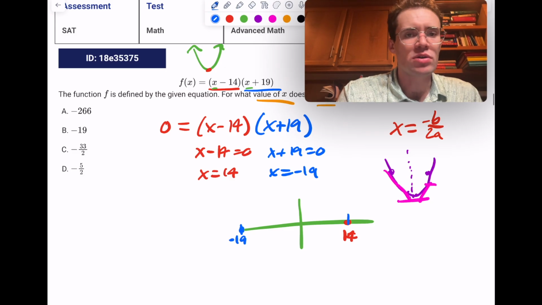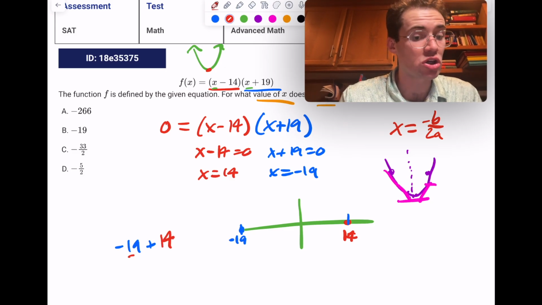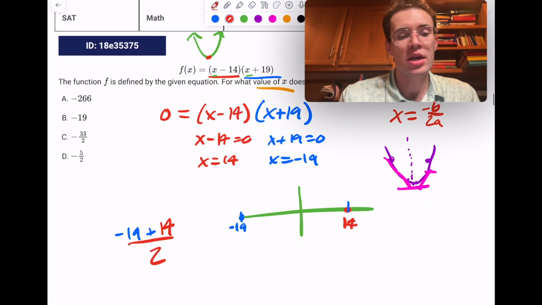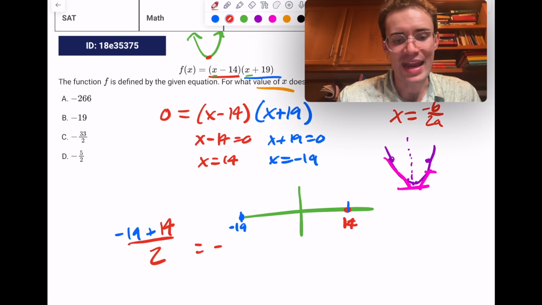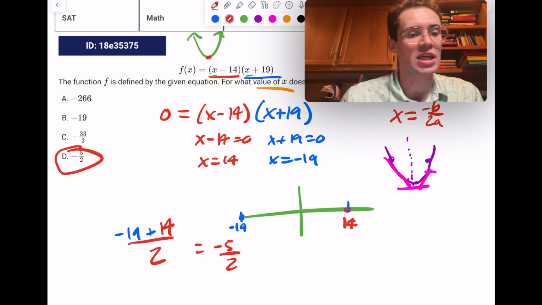Or you could just add the two numbers together, so negative 19 plus 14, and then make sure you divide by 2. For the midpoint you do have to divide by 2. So negative 19 plus 14 gives us negative 5, and if you divide that by 2, it's negative 5 halves, which is choice D.